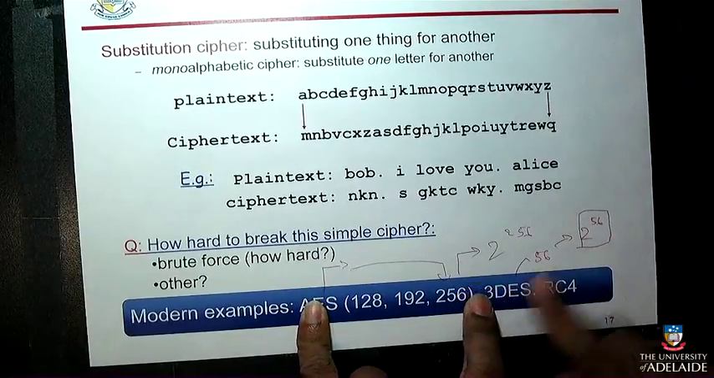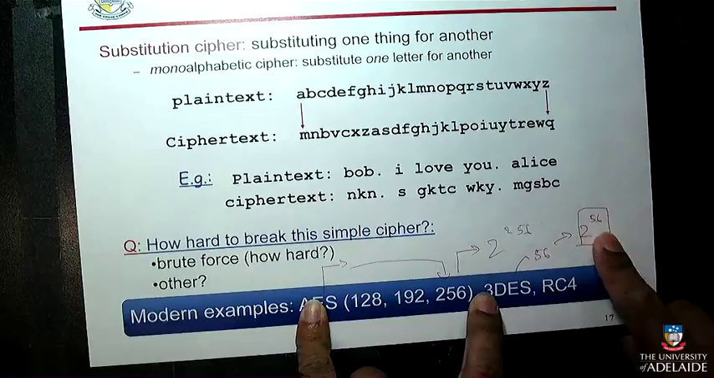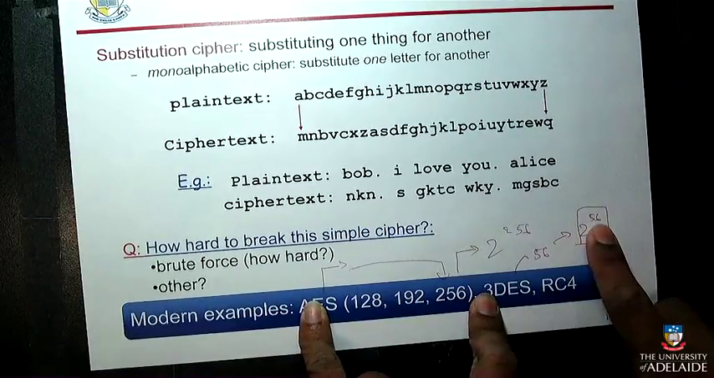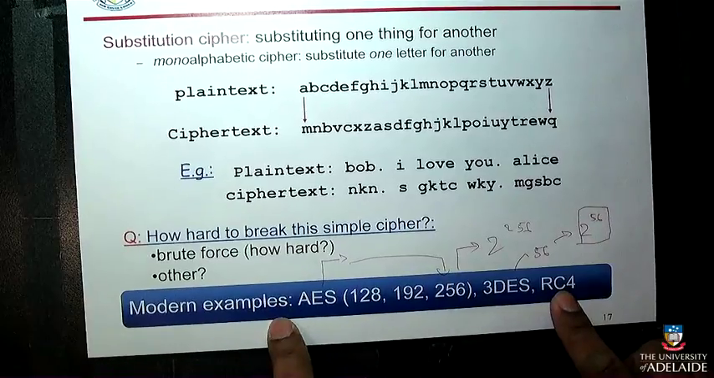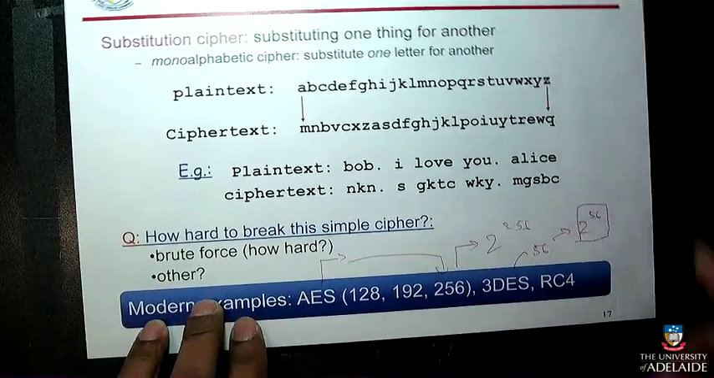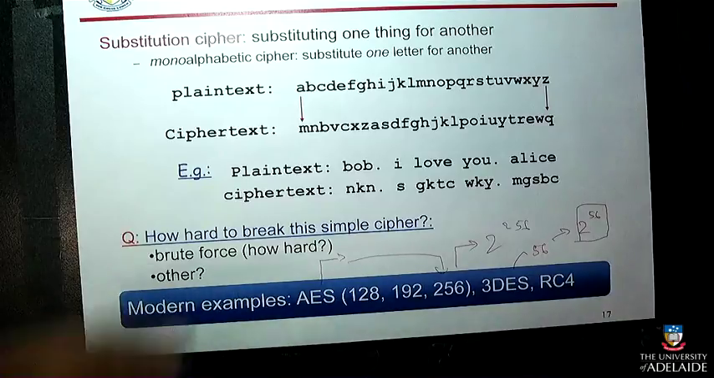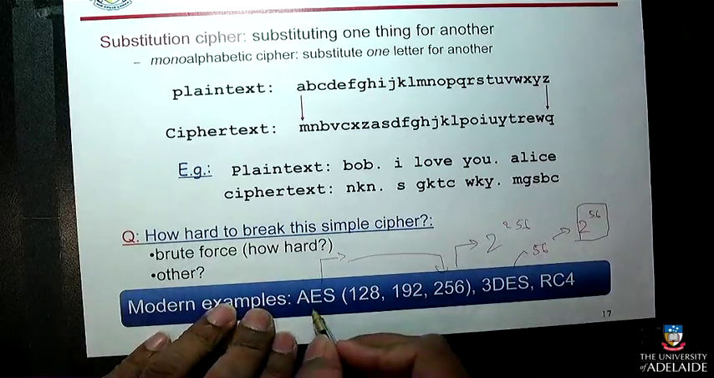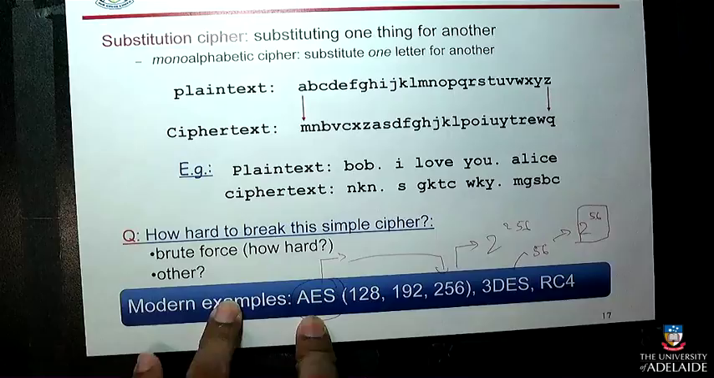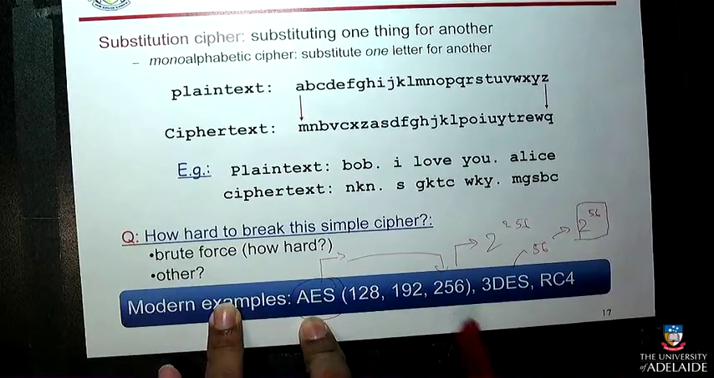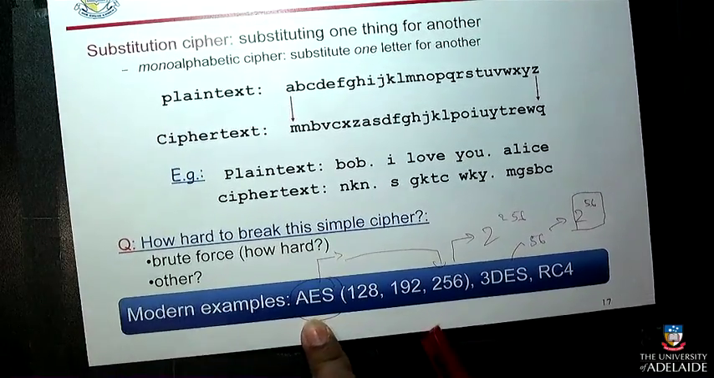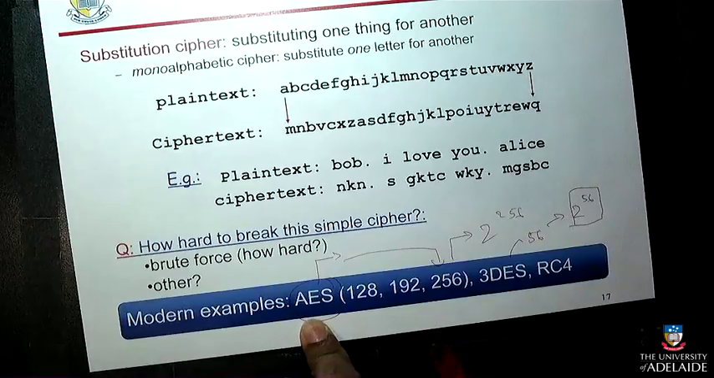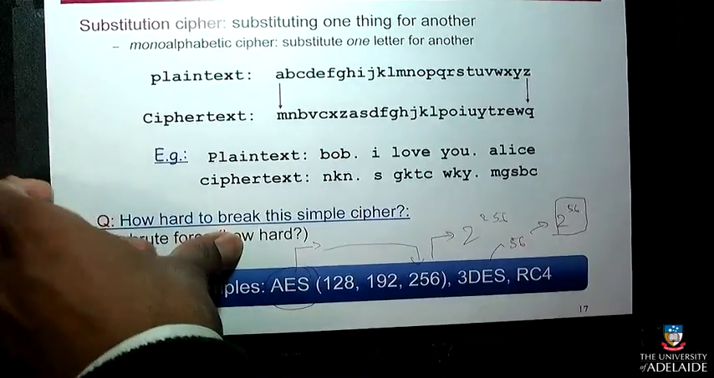So this is too short. Triple DES means doing this 3 times, so the key is now 3 times 56 bits. RC4 is another example of a symmetric key cipher. But if you want to use this stuff, the recommended one is the Advanced Encryption Standard algorithm with a key size of 256. This is like military grade security. This is the best way we know how to encrypt stuff today.